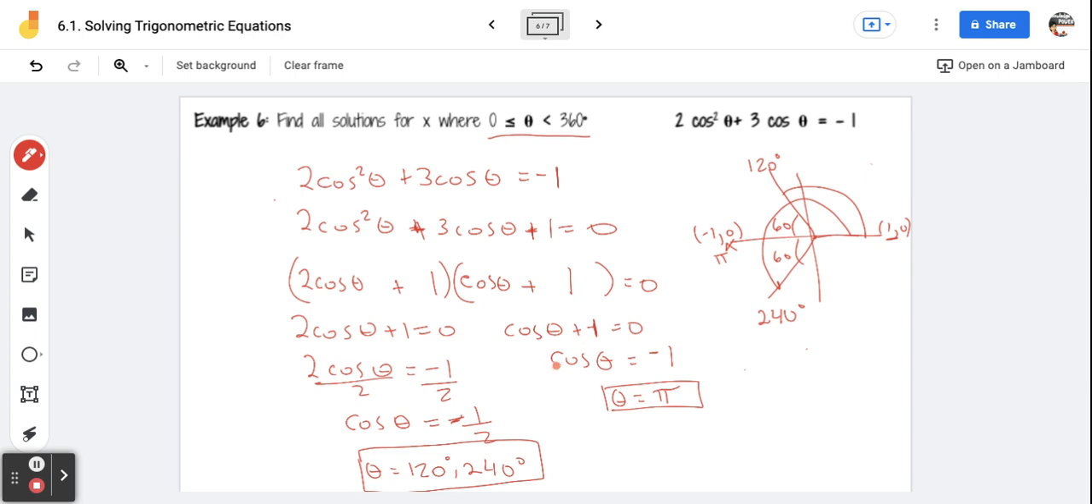And again, the good thing about these equations is you could take every one of these one at a time and plug them back in for theta. If you took the 120 and did the cosine of 120, squared it, multiplied it by 2, and added 3 times the cosine of 120, you should get -1. If you don't, something's wrong. So one good thing about it is you can always check your answers. You'll know if you're right.